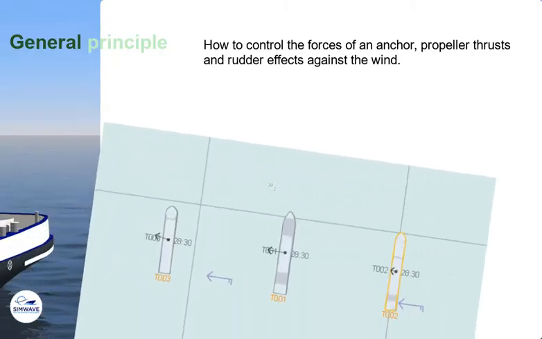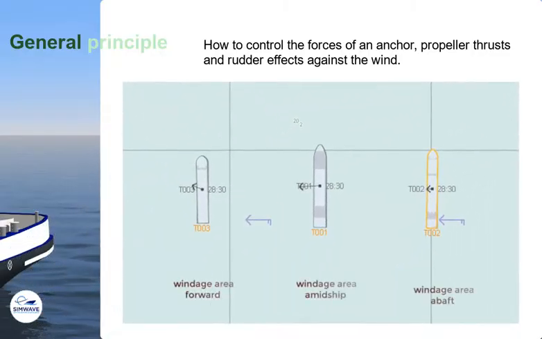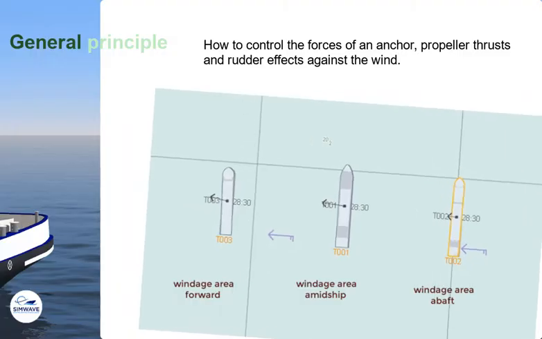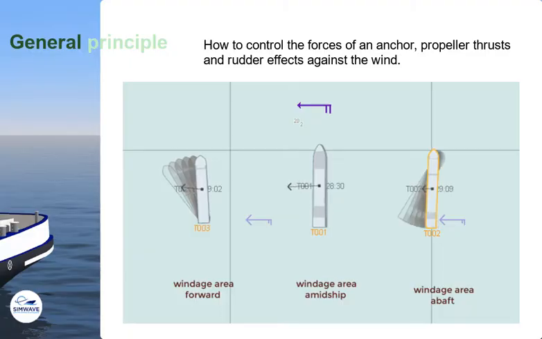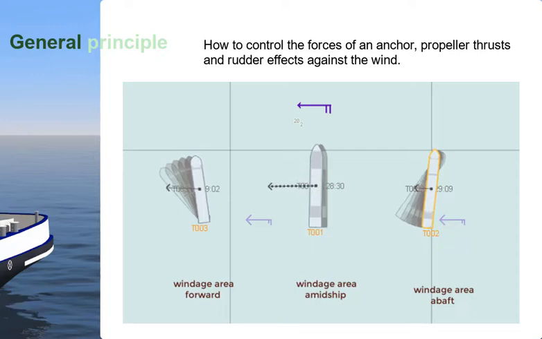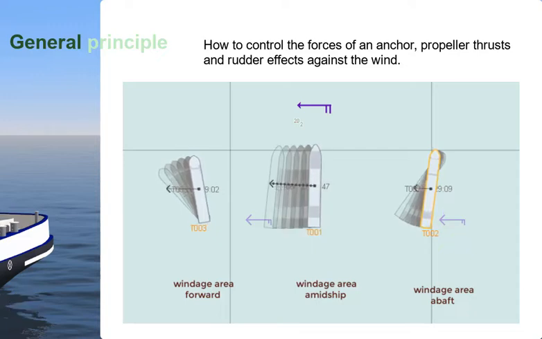First, let's review the principle of how to control the forces of an anchor, propeller thrusts, and rudder effects against the wind. In general, a vessel with windage area forward tends to stern bore into the wind. The vessel with windage area abaft tends to run across the wind, and the vessel with windage area amidships tends to lie across the wind.